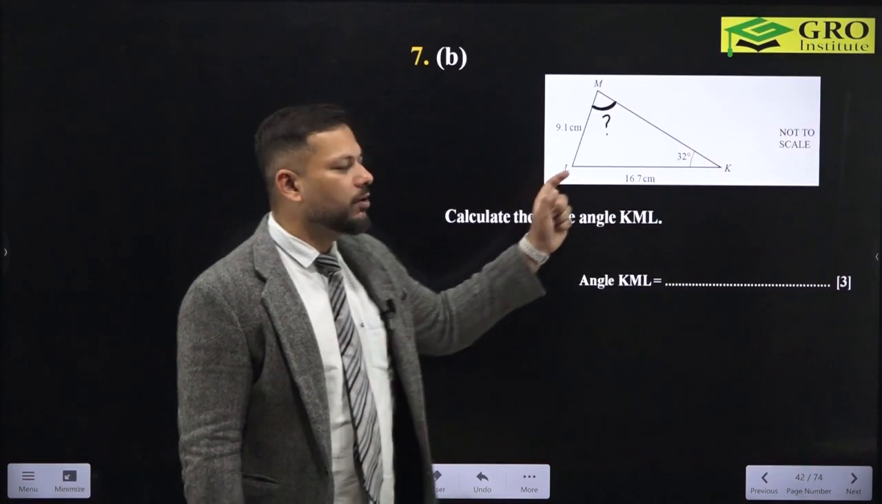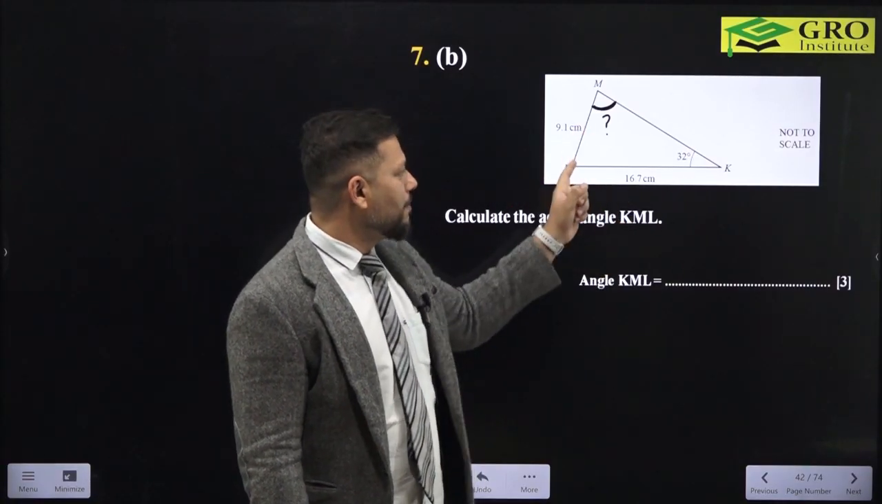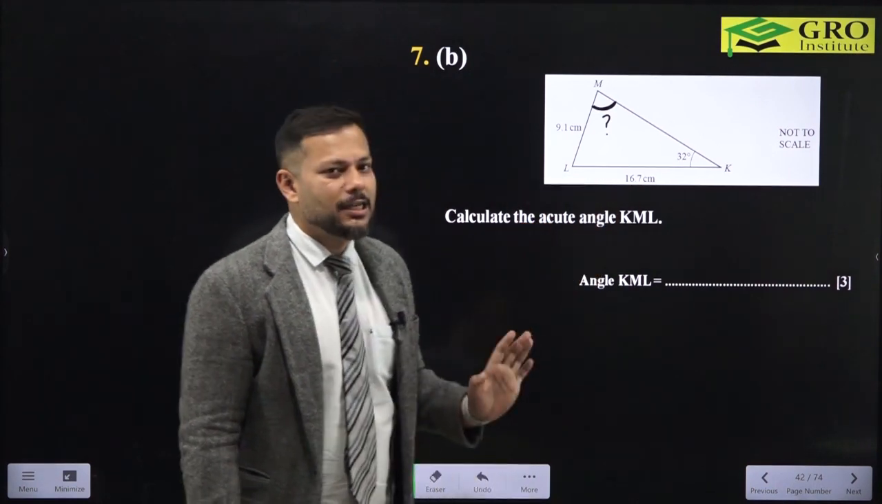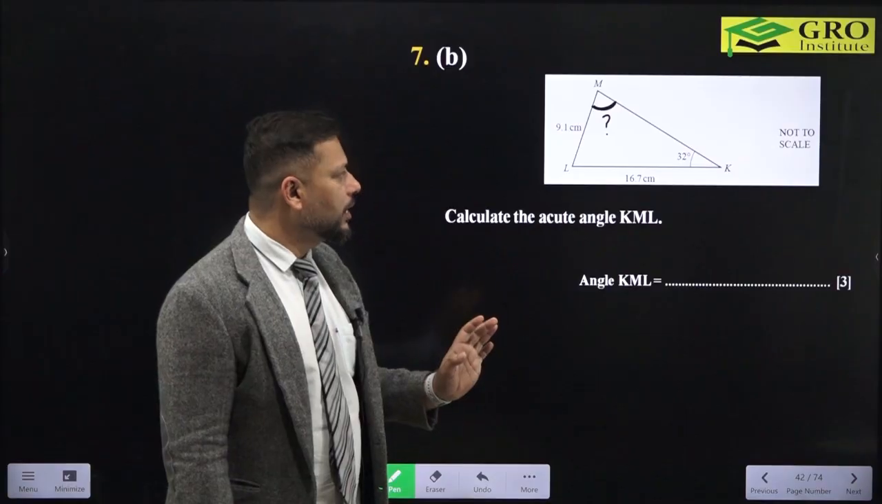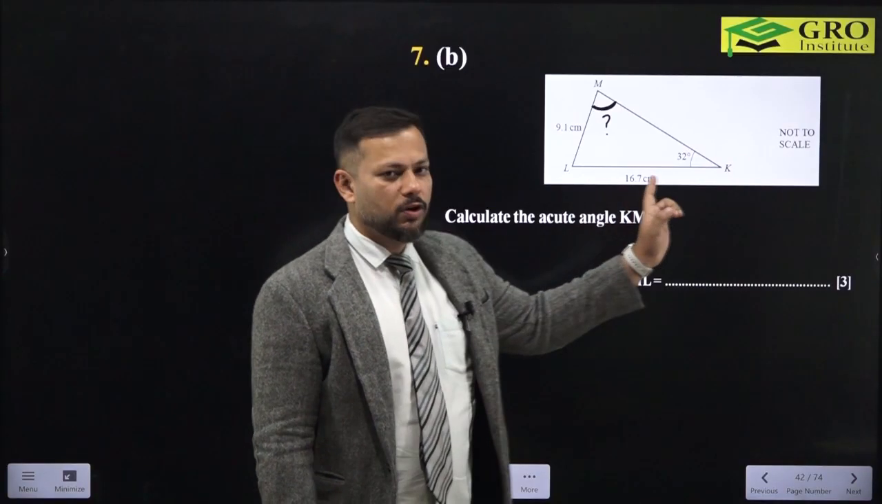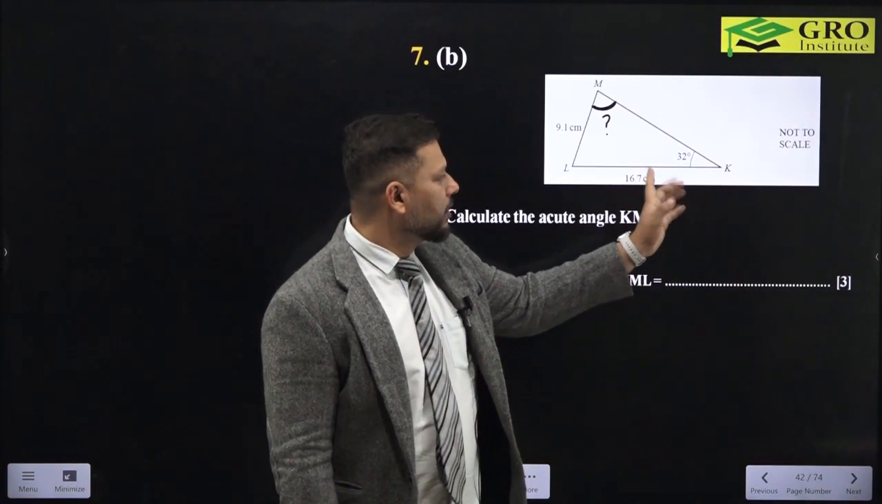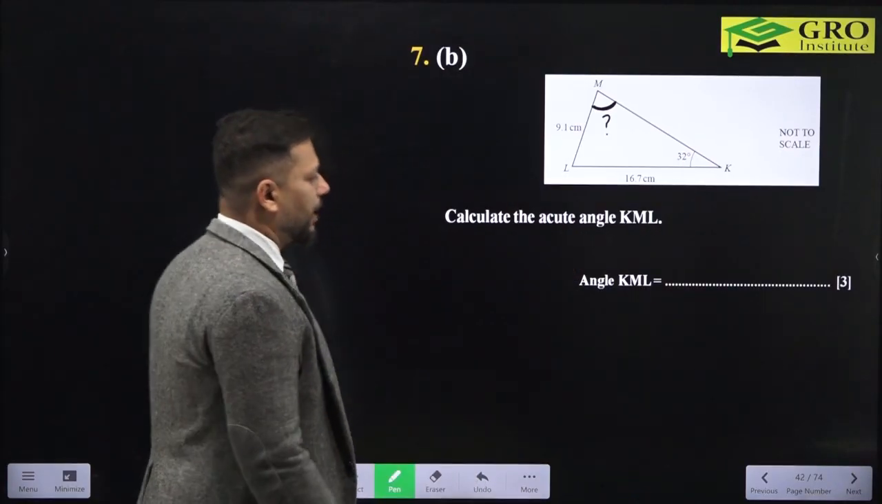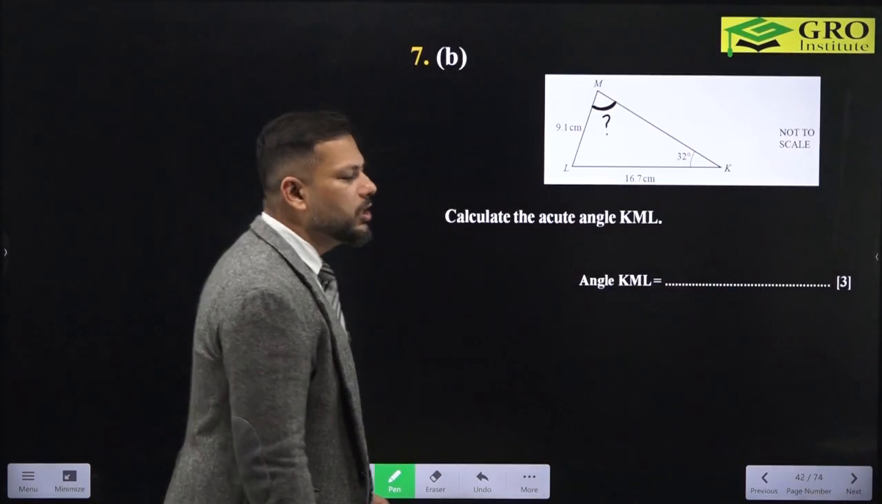Here we are being given two of its sides. ML is 9.1 centimeters, while KL is 16.7 centimeters. We are also being given one of the acute angles, that is 32 degrees, right? That is angle K. So we need to find out angle KML. What should we use, guys?